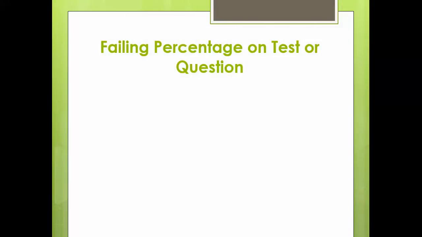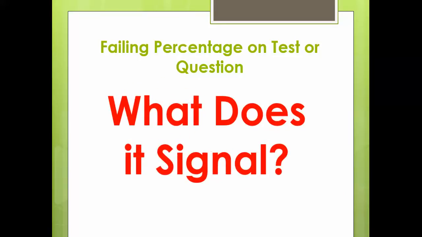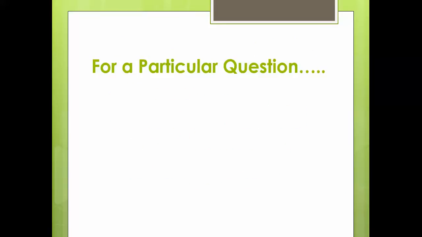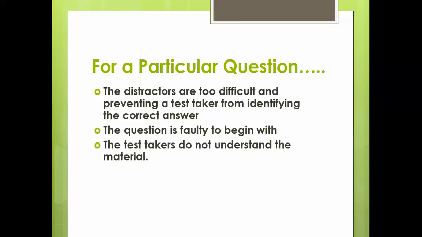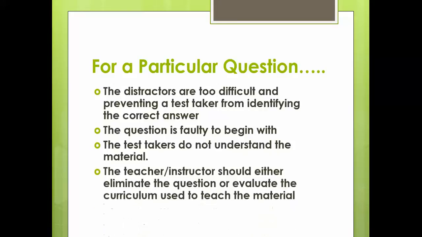So here we're going to talk about a failing percentage on a test or a question. And what does that signal? For one particular question, the distractors are too difficult and prevent a test taker from identifying the correct answer. The question is faulty to begin with. The test takers do not understand the material. The teacher or instructor should either eliminate the question or evaluate the curriculum used to teach the material.